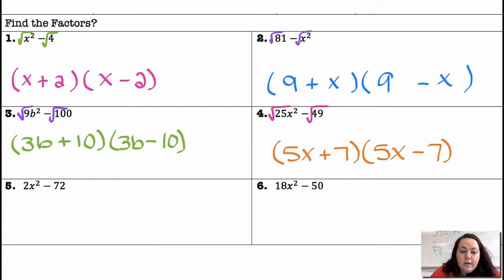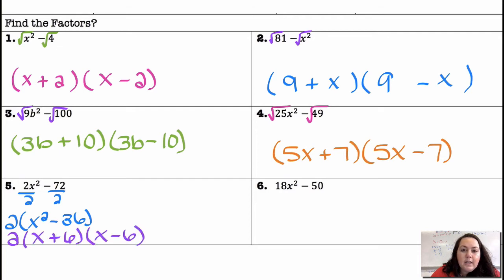Number 5, I have 2x squared minus 72. I'm going to pull a 2 out first, and then I'm going to have x squared minus 36. If I didn't pull the 2 out, then I couldn't use difference of squares. Now I can use difference of squares with the stuff in the parentheses. I'm going to have that 2, and then the square root of x squared is x, and the square root of 36 is 6, so it's going to be x minus 6 and x plus 6.